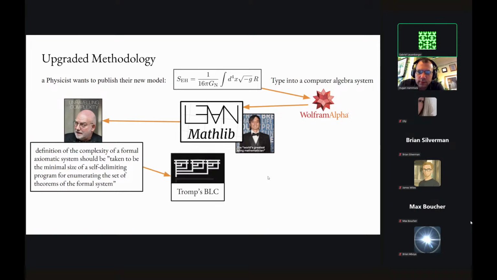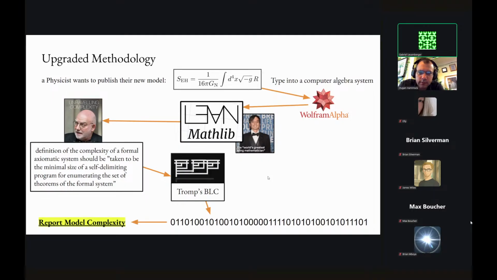Of course, that should be based on the reference formalism. Tromp's binary lambda calculus actually also tells you how to translate all of this into a binary code. And then at the end, you just have to report the length of this binary code, essentially. So it starts from this formula and compiles it all the way down to a binary code, and the length of that binary code is the actual model complexity. You have to report this model complexity in your paper if you want to publish a new model, right? That's how it's supposed to work, and that's how you would not stagnate. That's just like reporting statistical significance, in analogy.